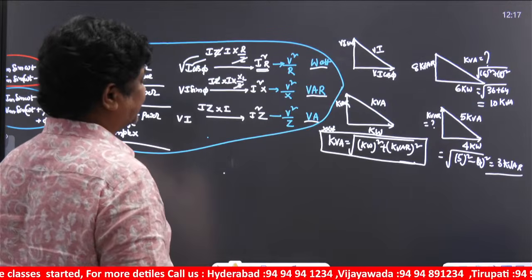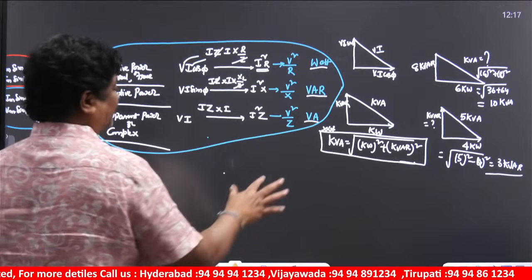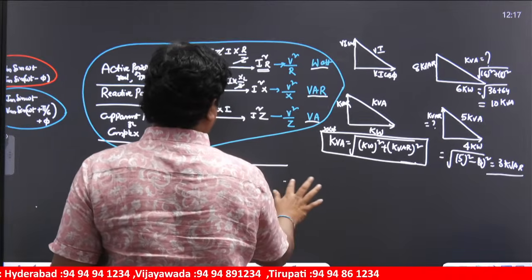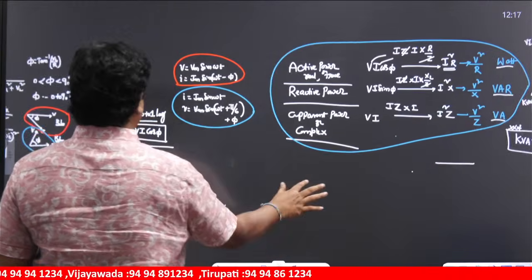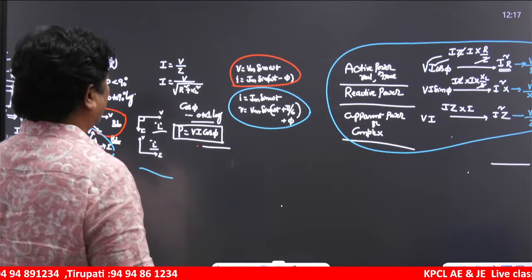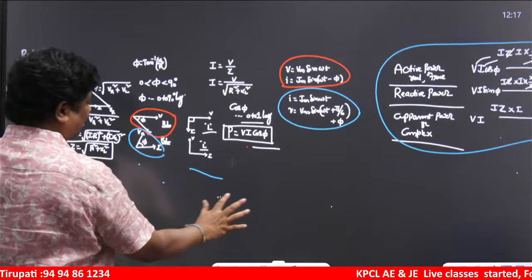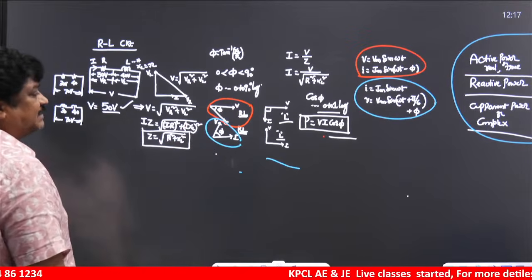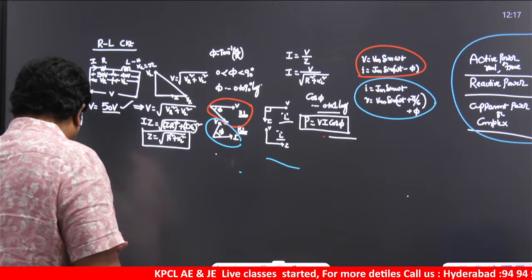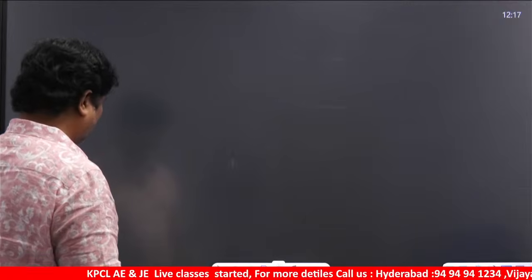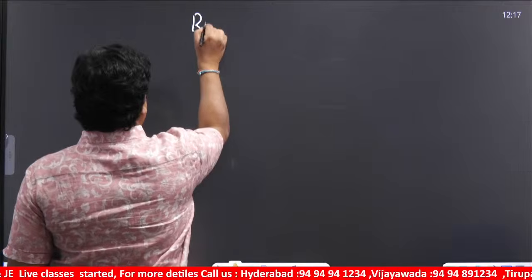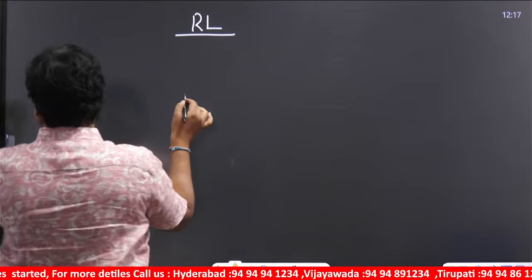So what did we discuss? What are the various powers in the circuit, and based on the angles, how the circuit behaves, and what the vector diagrams are. All these things we discussed. Now, what are the conclusions for the RL circuit?